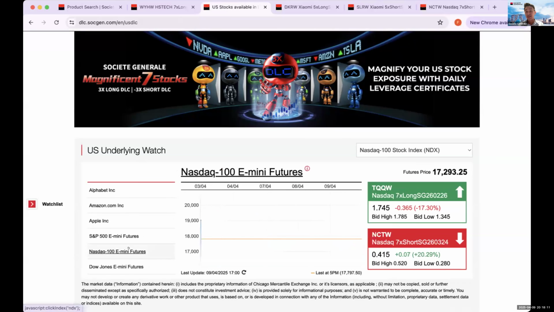So I mentioned that we have the exposure to NASDAQ DLCs. This is the 7 times long, 7 times short NASDAQ DLCs that we have for you to gain exposure. So overnight, on a close-to-close basis, we will track the underlying NASDAQ 100 index with that 7 times performance. And then during Asian hours, we will track the E-mini futures, which trade 24/7.